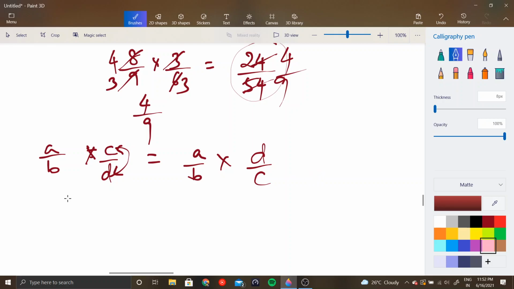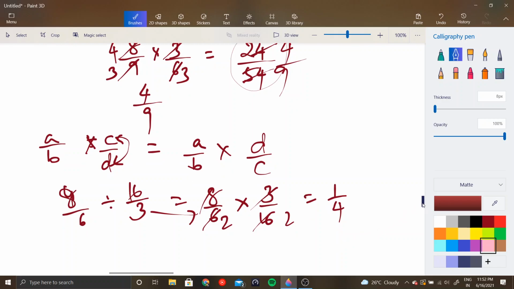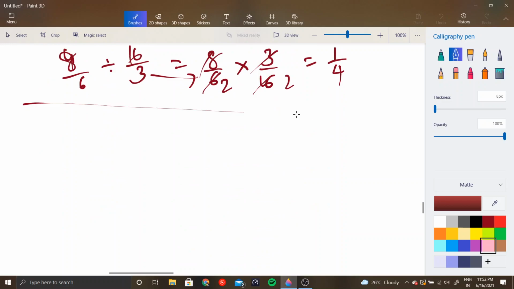Suppose you have 8 by 6 to be divided by, suppose this. Okay, how do you do this? 8 by 6 into 3 by 60, right? This can be converted to this. Again, cancel out the equal terms, and the lowest form is 1 by 4, right? Okay. Now up till here this was fairly simple.